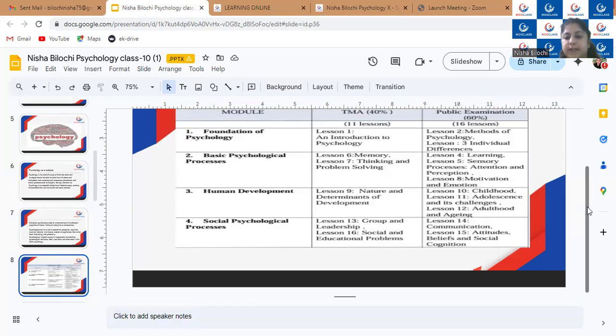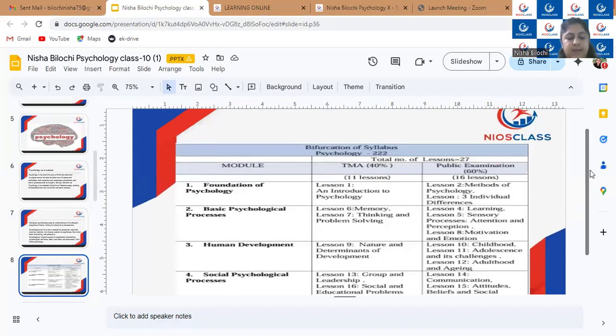If we talk about the entire syllabus, which I already told you, yes, the syllabus is very, very important to know. So basically our entire syllabus includes 27 chapters, which is clearly mentioned over here. What NIOS has done this time is that they have divided your entire syllabus in two parts. Here you can see that the TMA stands for 40%, and the public examination stands for 60%. So total 11 chapters will be there in your TMA, and 16 chapters I will be making you cover in the public examination. And no need to worry about the TMA. I'm going to help you out at each and every point.